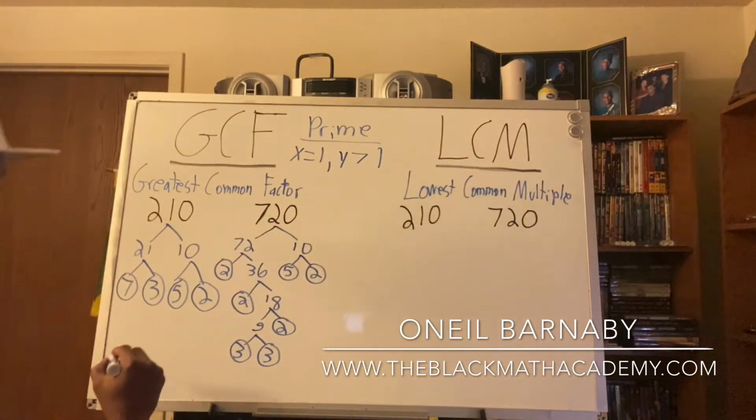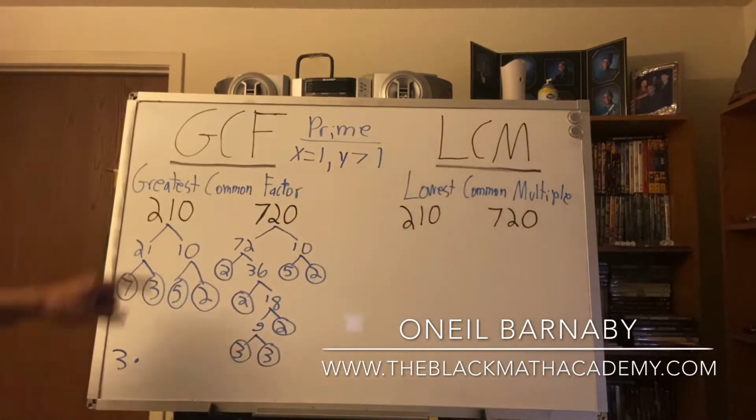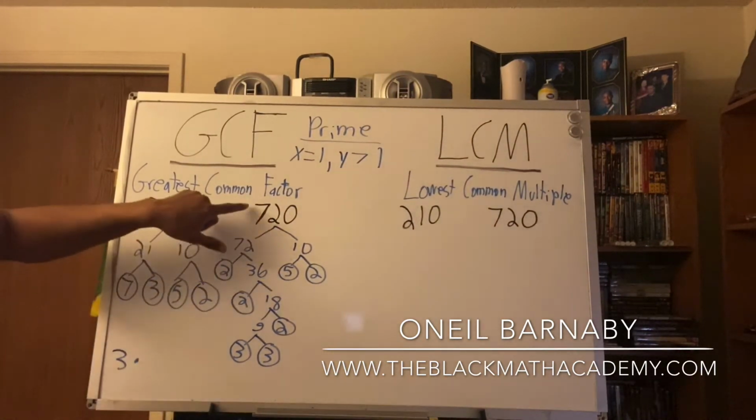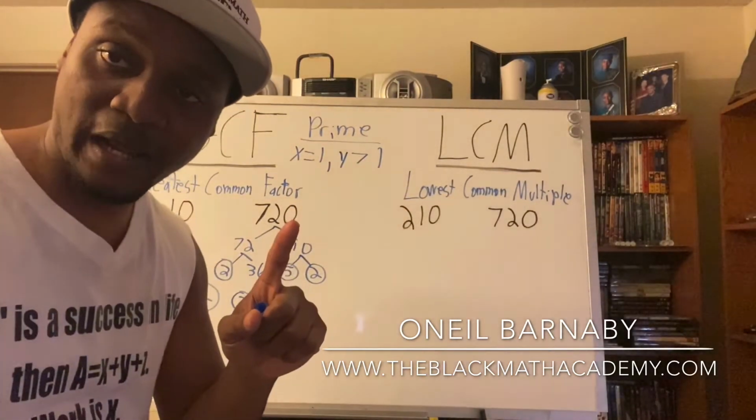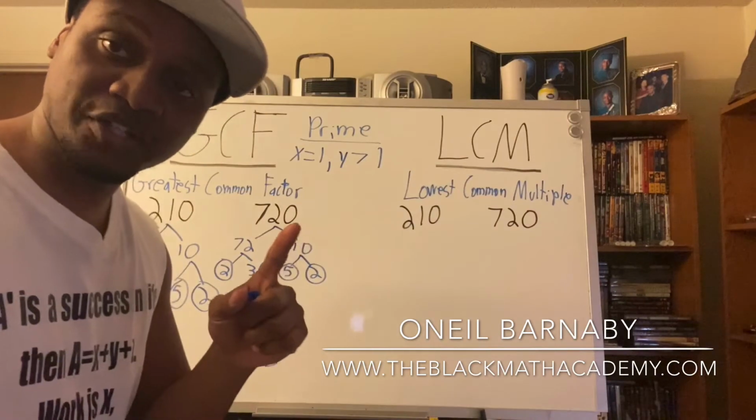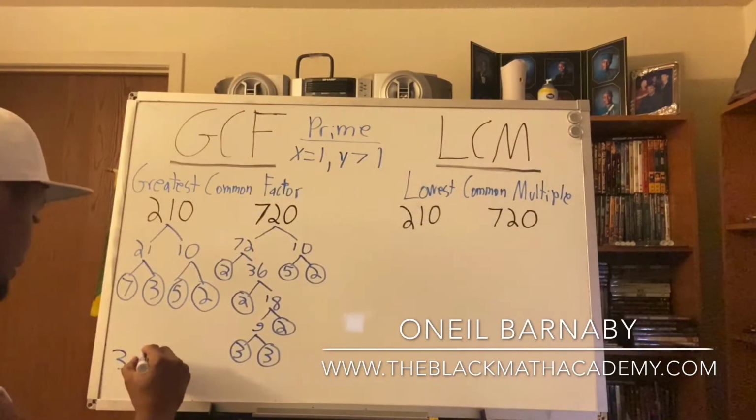So 3. 210 has a 5. 720 also has a 5. So they both have 1 5 in common. And because they both have 1 in common, we're going to multiply that 5 one time. So times 5.